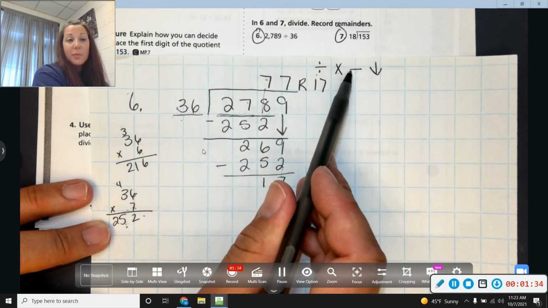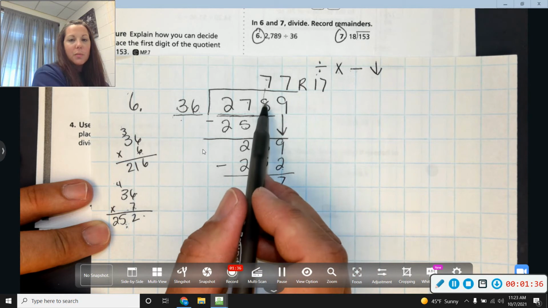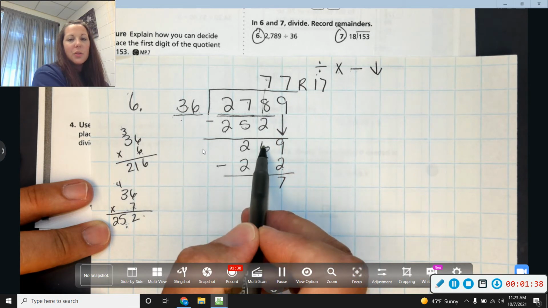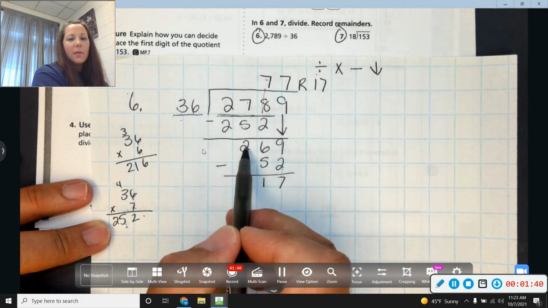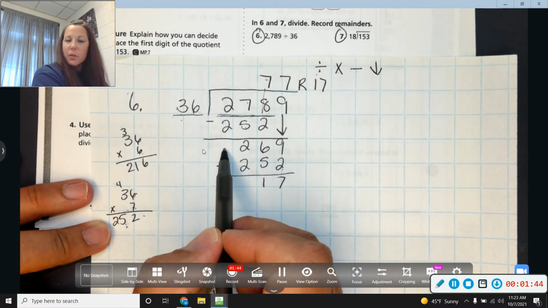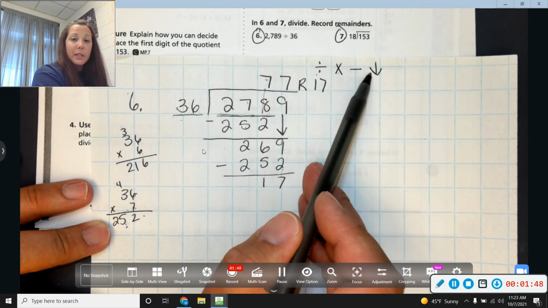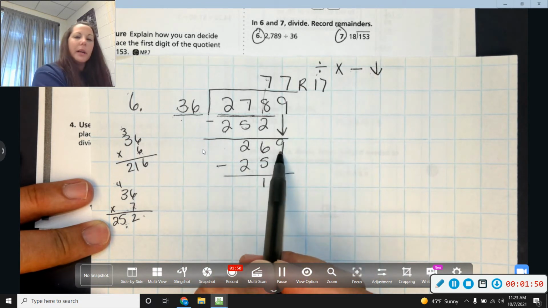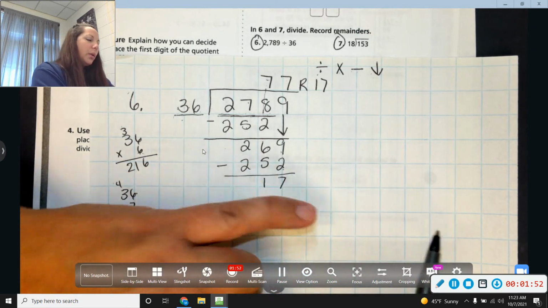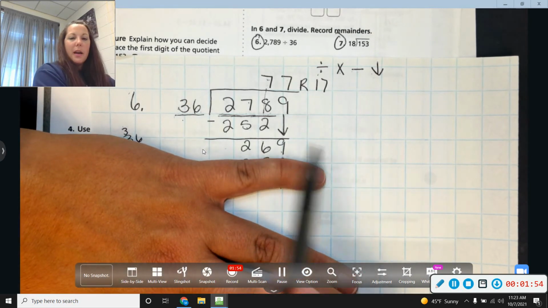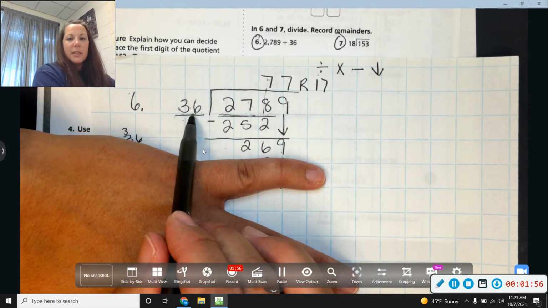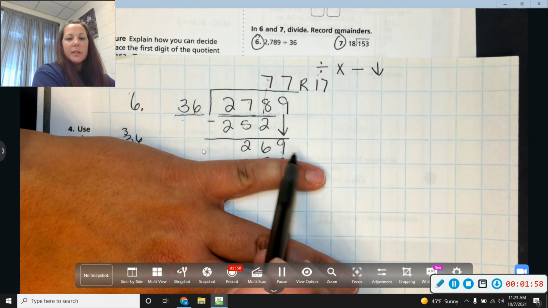Now we're on our subtraction step. So when we subtract these, 8 minus 2 is 6, 7 minus 5 is 2. And then 2 minus 2 is 0, so we didn't put that there. Then we come to our bring down step. So we take the 9, we bring it down. And now we were left with this part. How many times does 36 go into 269?